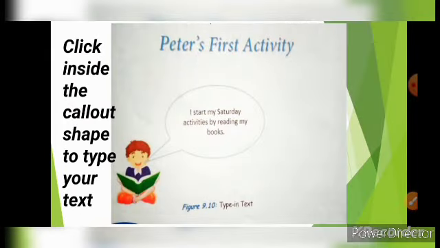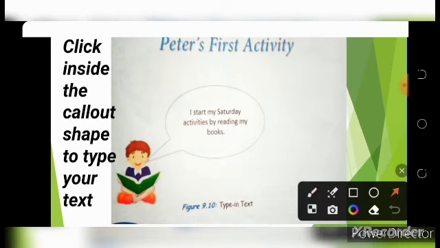The next step is to click inside the callout shape to type your text, just as you have seen it has been done here already. You click inside the callout shape, then you type your text. Peter reads, I start my Saturday activity by reading my book. So Peter starts his Saturday activity by reading.